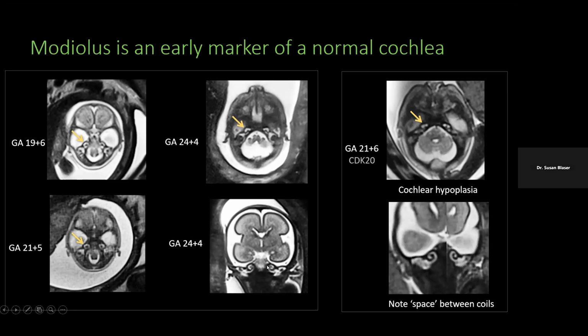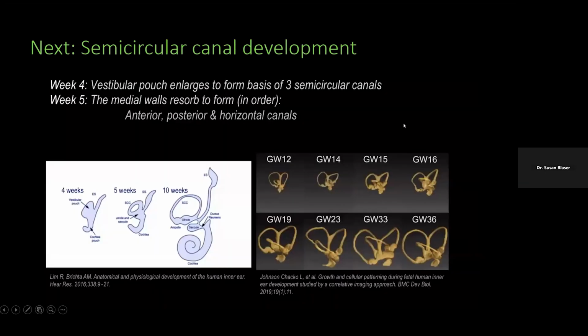So take a look at this coronal. There's a wide space between the coils. Take a look at your axial views. Here you can see a modiolus sort of centered in a little cap. There it kind of looks like a bit of a coffee bean. So you've got a stripe there. That is not a normal modiolus in this particular fetus. It had other anomalies as well, had a CDK20 mutation. So let's take a look now at semicircular canals.